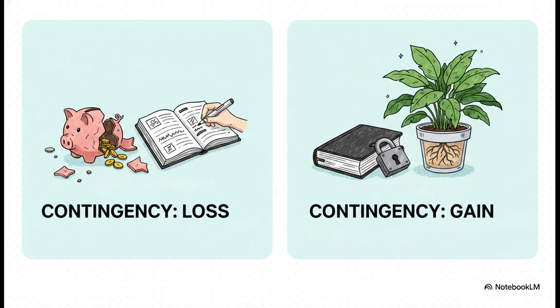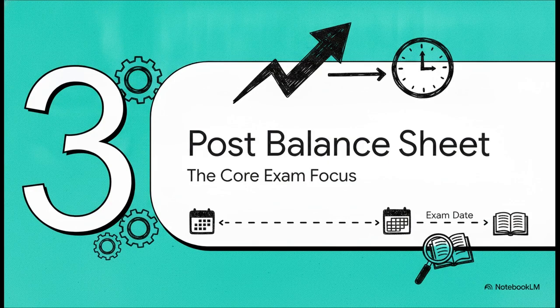But for a gain contingency, hard stop. No way. You do not recognize anticipated gains. You literally have to wait until its realization becomes virtually certain. This asymmetry, booking likely losses but ignoring likely gains, is all about prudence, and it's incredibly important to remember for your exam. All right, Section 3, Events After the Balance Sheet, the core exam focus.